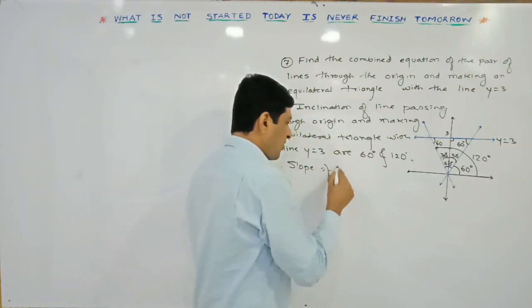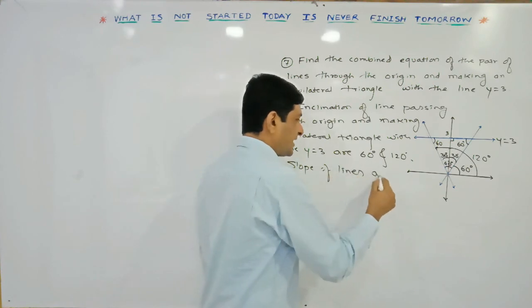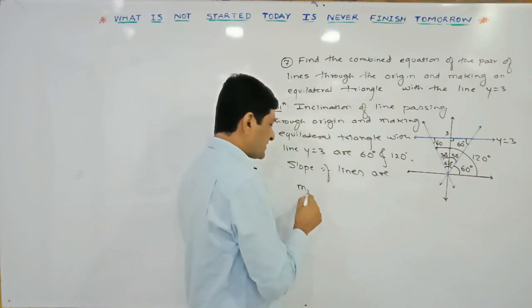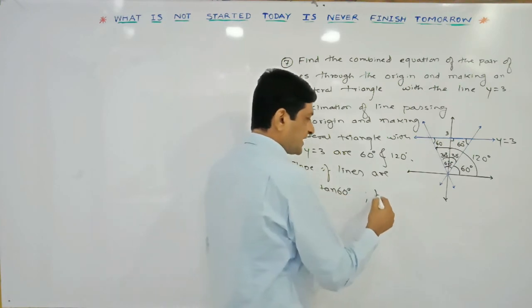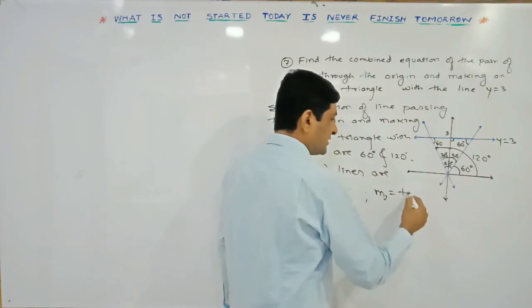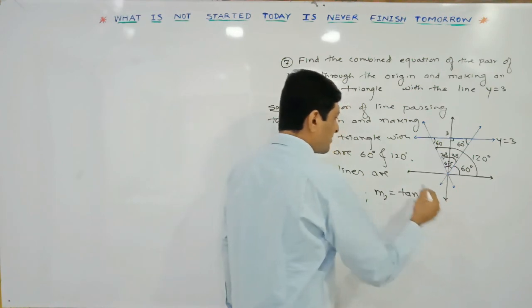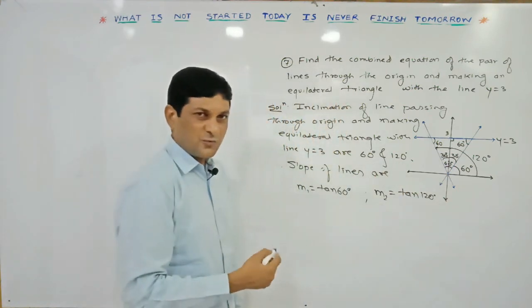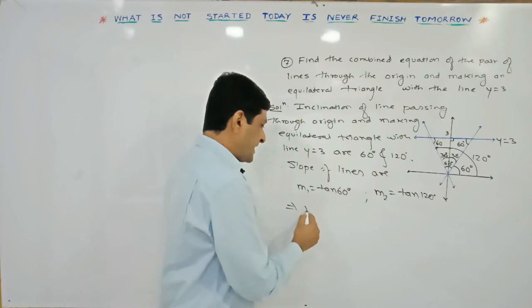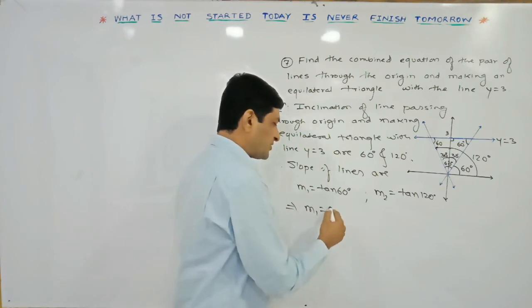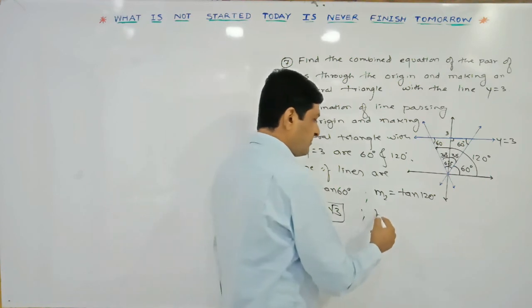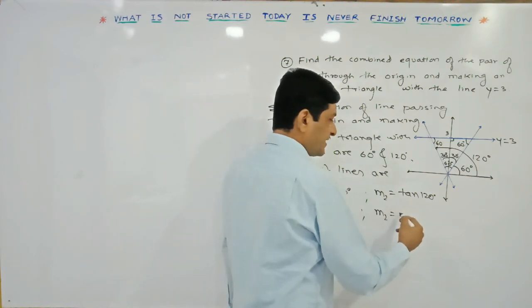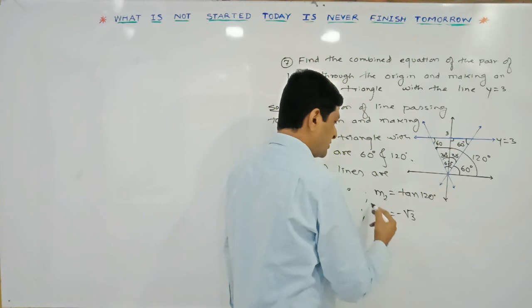So therefore, slope of lines are. Let us denote slope of first line by m1, which is equal to tan 60 degrees, and slope of second line m2 is equal to tan 120 degrees. From this inclination we are trying to find out slope. So this implies that m1 is equal to, we know that tan 60 is equal to root 3, and here m2 is equal to tan 120 is equal to minus root 3.